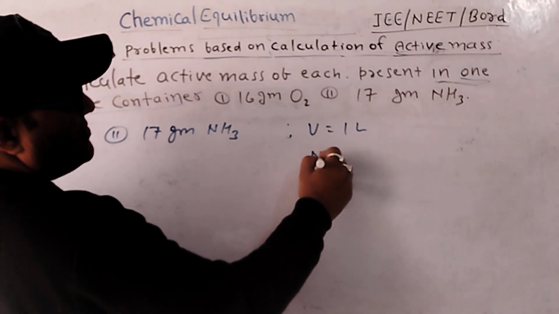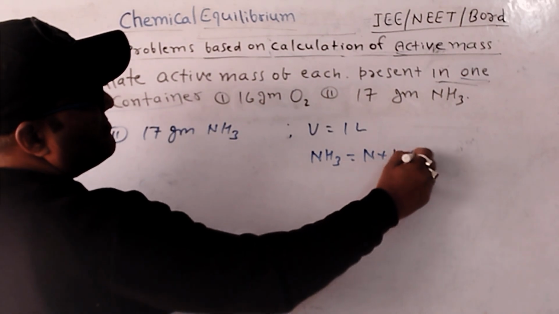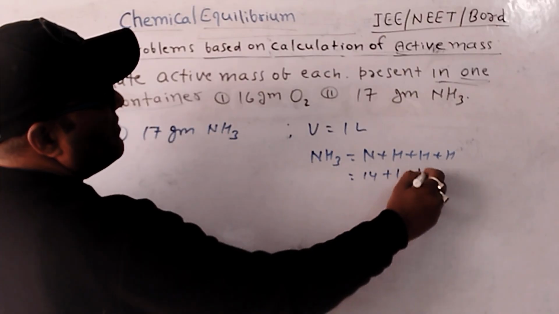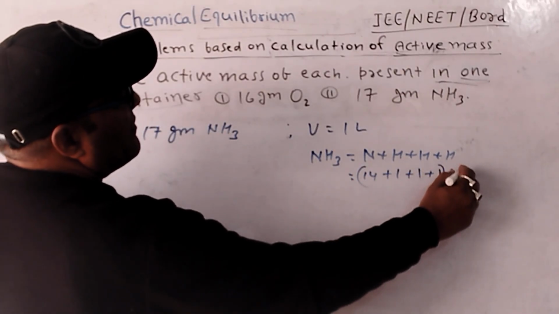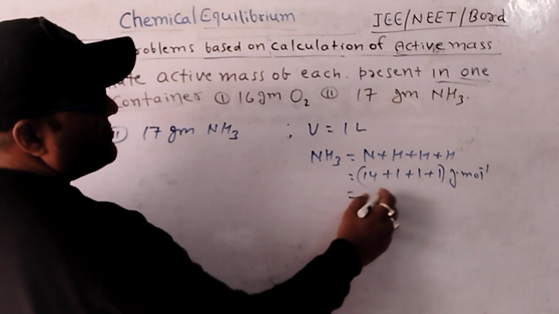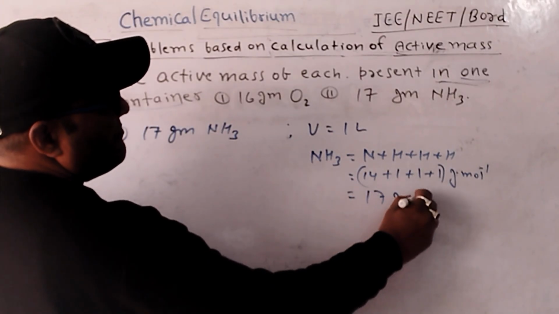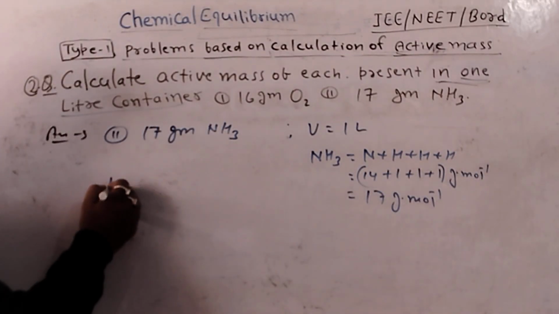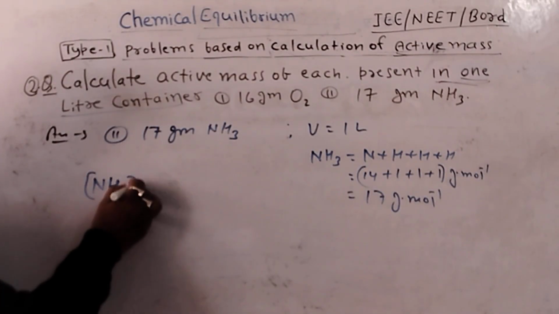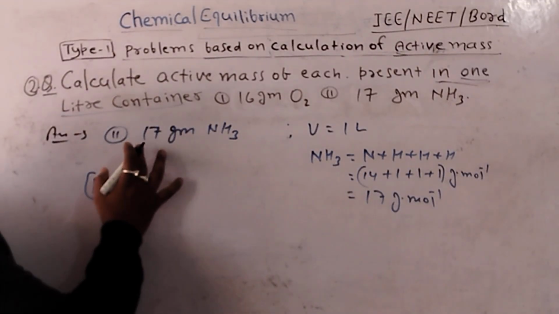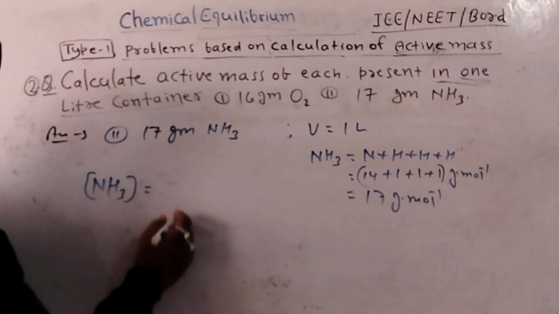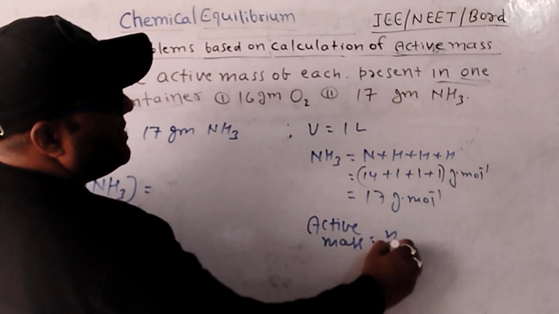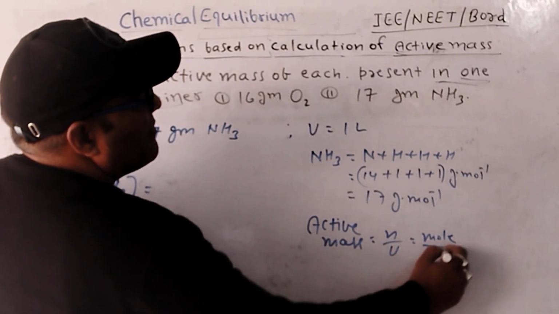The molar mass of NH3 is N plus H plus H plus H. Nitrogen atomic mass is 14, hydrogen is 1. After calculation we get 17 gram per mole as the molar mass of ammonia. Now we can easily find the active mass of 17 gram of ammonia. The formula of active mass is n by V, mole per liter.